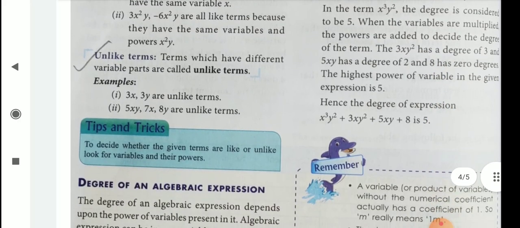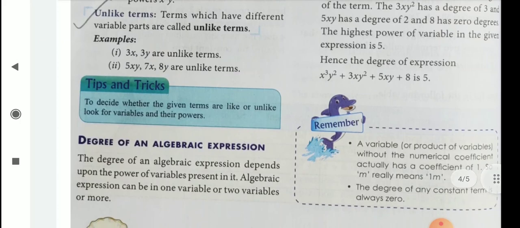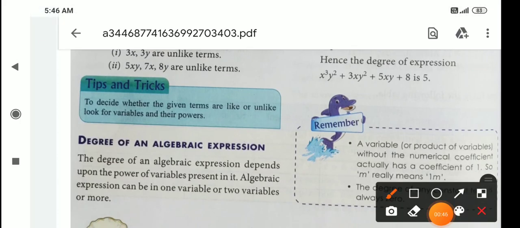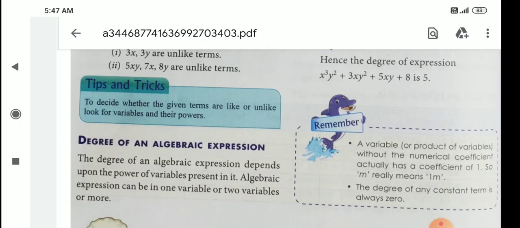Now we will discuss the degree of an algebraic expression. So what is the degree? The degree of an algebraic expression depends upon the power of the variables present in it. An algebraic expression can be in one variable, two variables or more. Let's see one example.